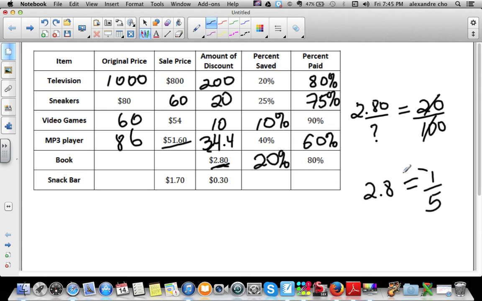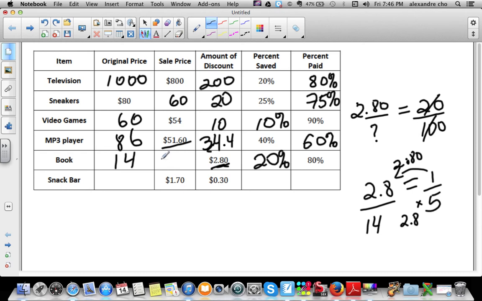Alright, so obviously to go from 1 to 280 is times 280. Okay, and I'm going to do the same thing at the bottom. 5 times 280. And that's going to get us our total here. And 2.8 times 5 equals 14. So the price of the book was $14.